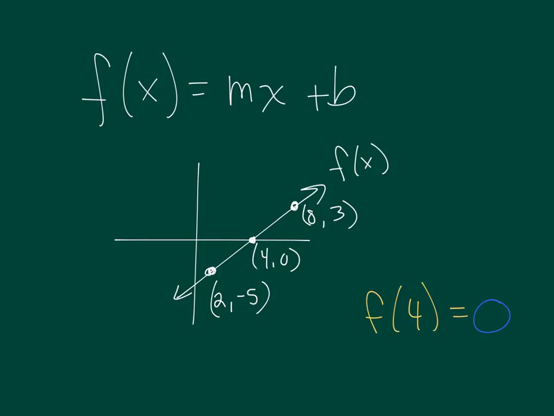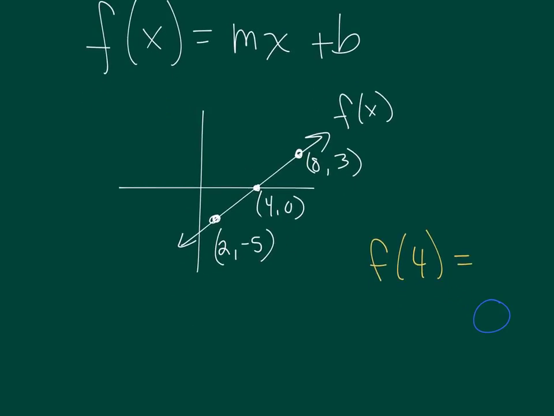What is it? -5. Remember, when you're looking for the function's value, it means you're looking for the y coordinate given the x coordinate. What if I said this? If I told you that f of x is equal to -5, what is x? If I tell you the function is equal to -5, what is x?